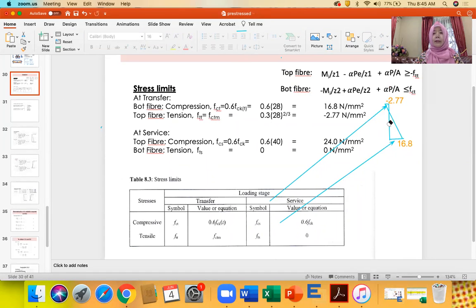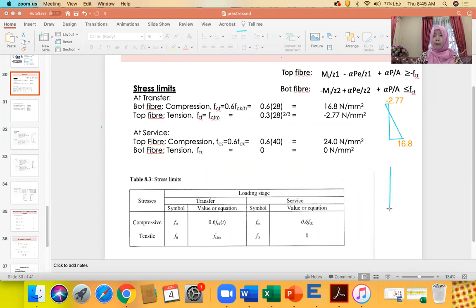Need to erase first. So this is during transfer. And at the service, we want the bottom part to be 0. So now we have 0 here, and the top one is 24.